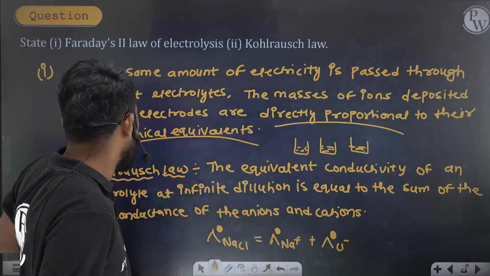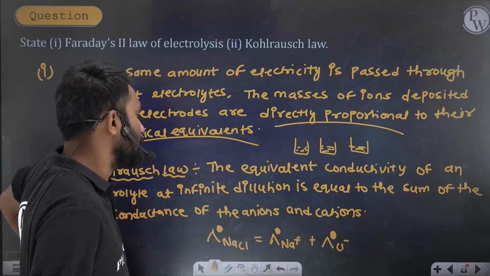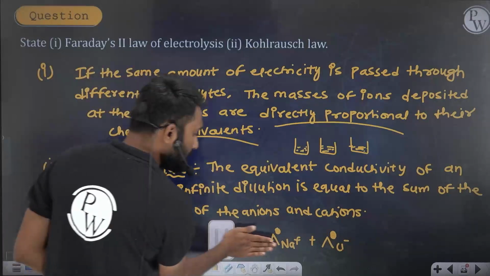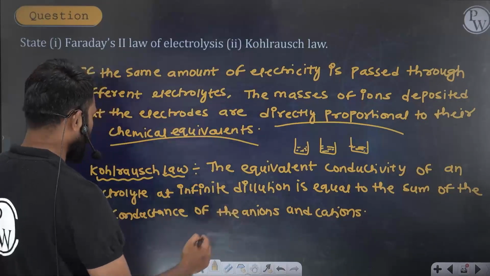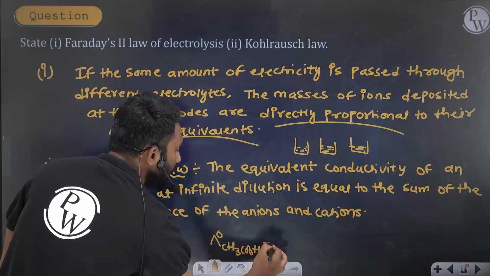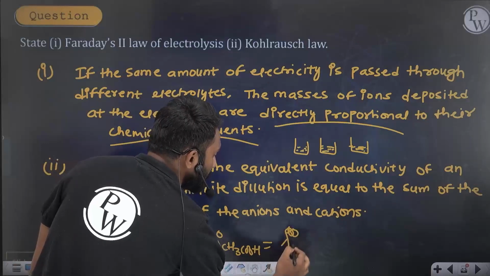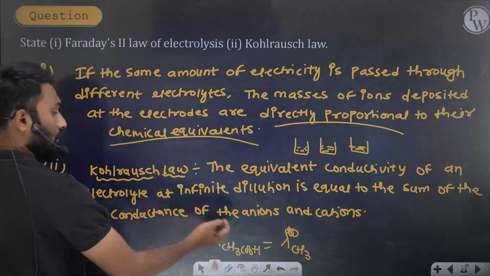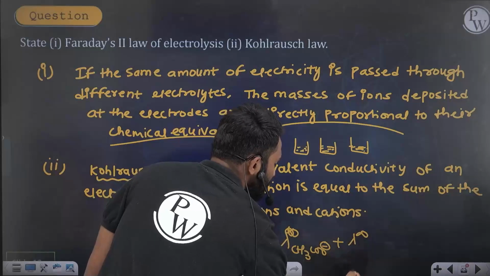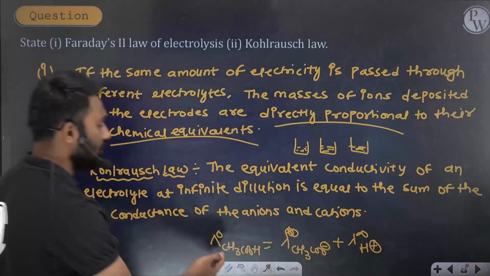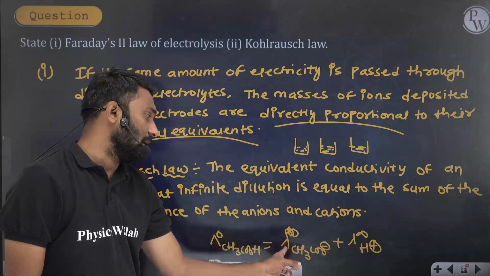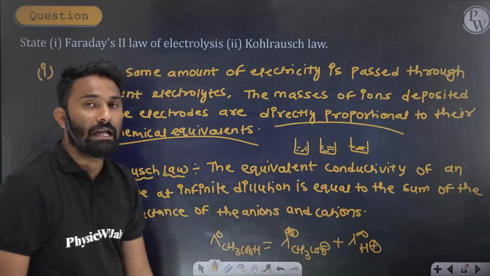Now the equivalent conductivity of an electrolyte at infinite dilution is equal to the sum of the conductances of the anions and the cations. The molar conductance of a weak electrolyte at infinite dilution is the sum of the conductances of the cations and the anions. Clear? Next.